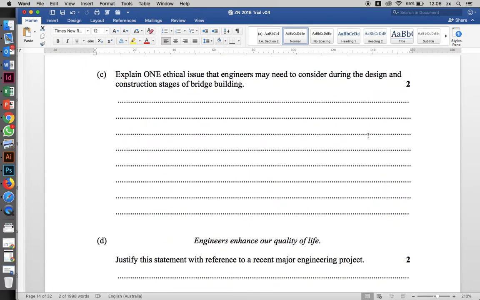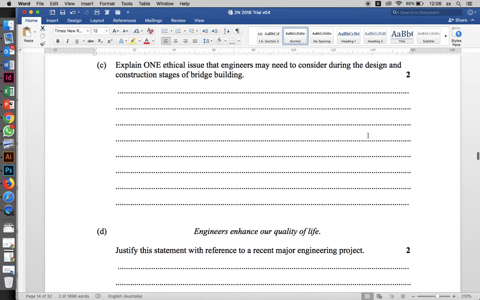Explain one ethical issue. Okay, a few good answers. A lot of people talked about environmental pressures. People might talk about budgetary constraints, so that there's a pressure to bring in the project as cheaply as possible, and to build a project at a lower quality. Engineers Australia tries to provide some objective standards so that we don't have a race to the bottom. That would be an example, but there's plenty of others.